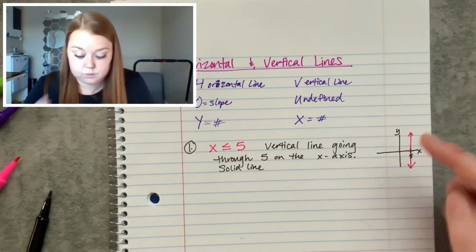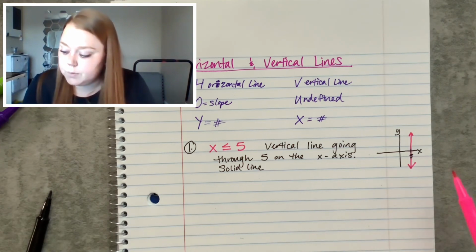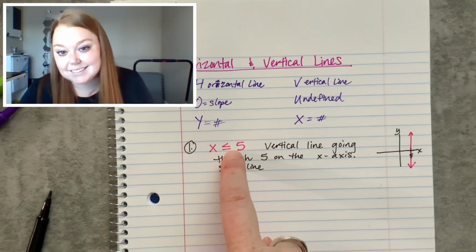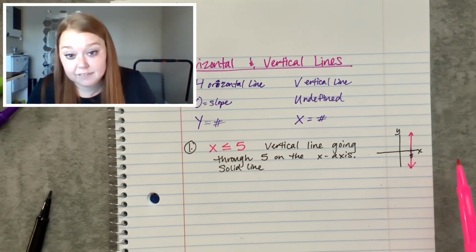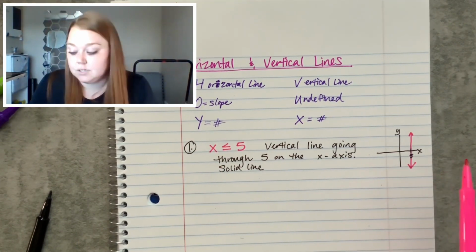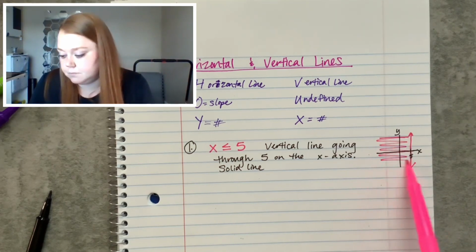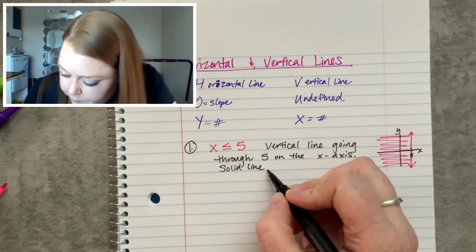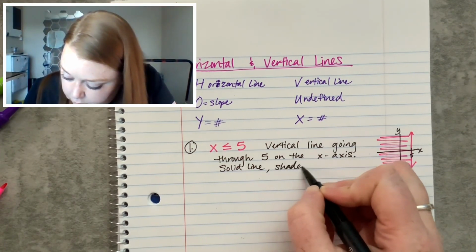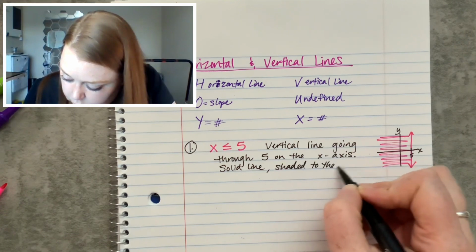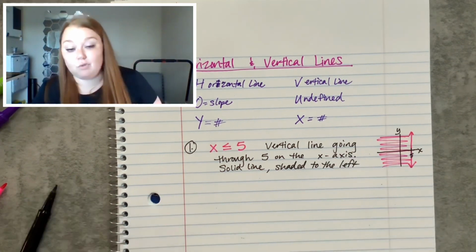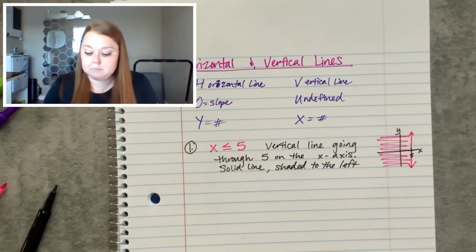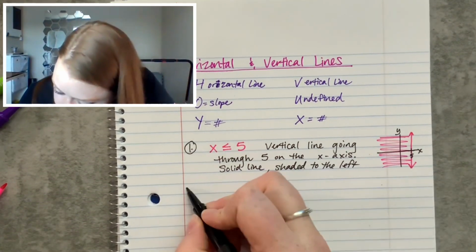So solid line shows the ones that are equal to 5. But where would we shade? What do you think? Left or right? It says less than. So the number is less than 5 on the x-axis, or to the left. So it would be this way. Okay, that's how you would shade it. So solid line shaded to the left. If it was x is greater than 5, then you would shade to the right.